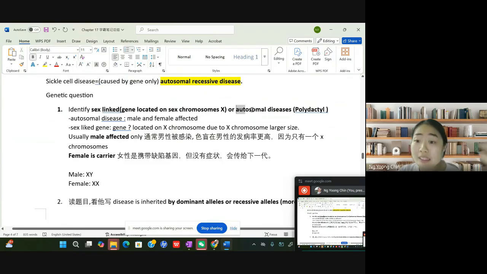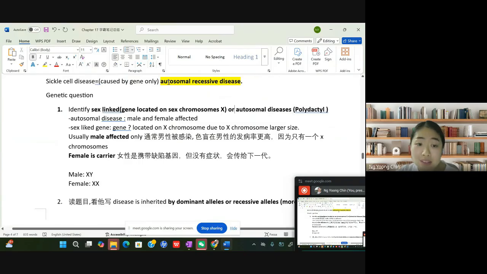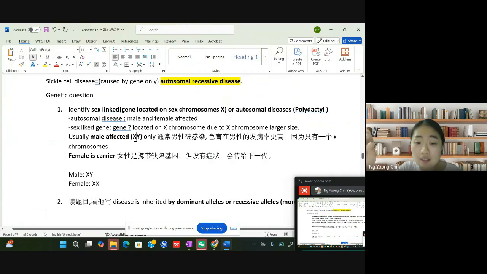If it's an autosomal disease, no matter whether male or female, all of them are equally affected by the genetic disease. In sex-linked disease, usually only males are affected and females are carriers. It's because males have X and Y chromosomes, so they only have one X. If that X chromosome contains the defective gene, they will show the symptom.